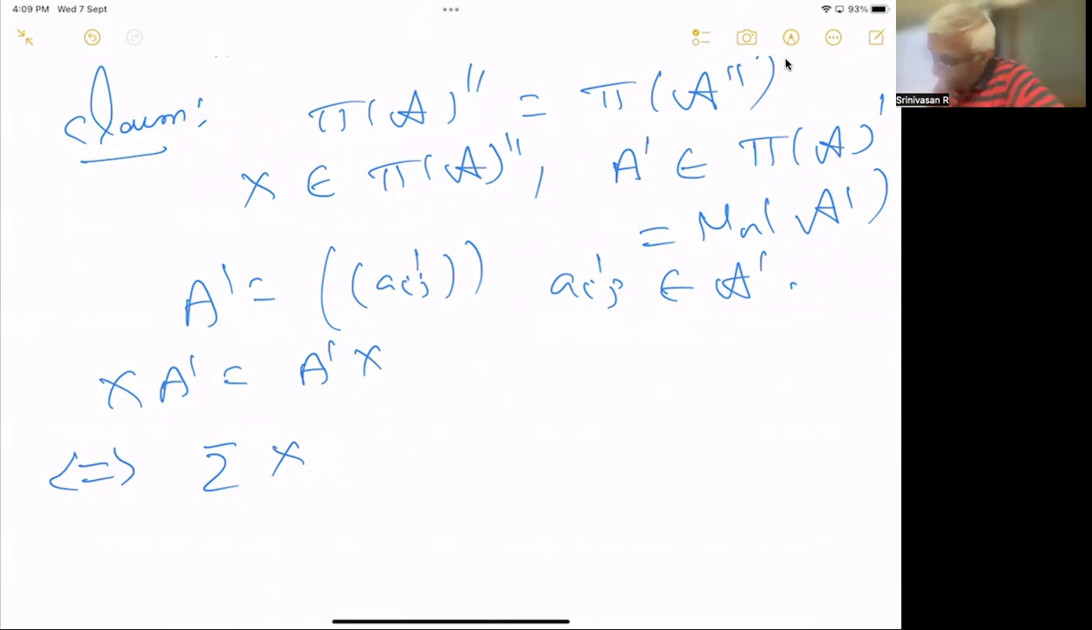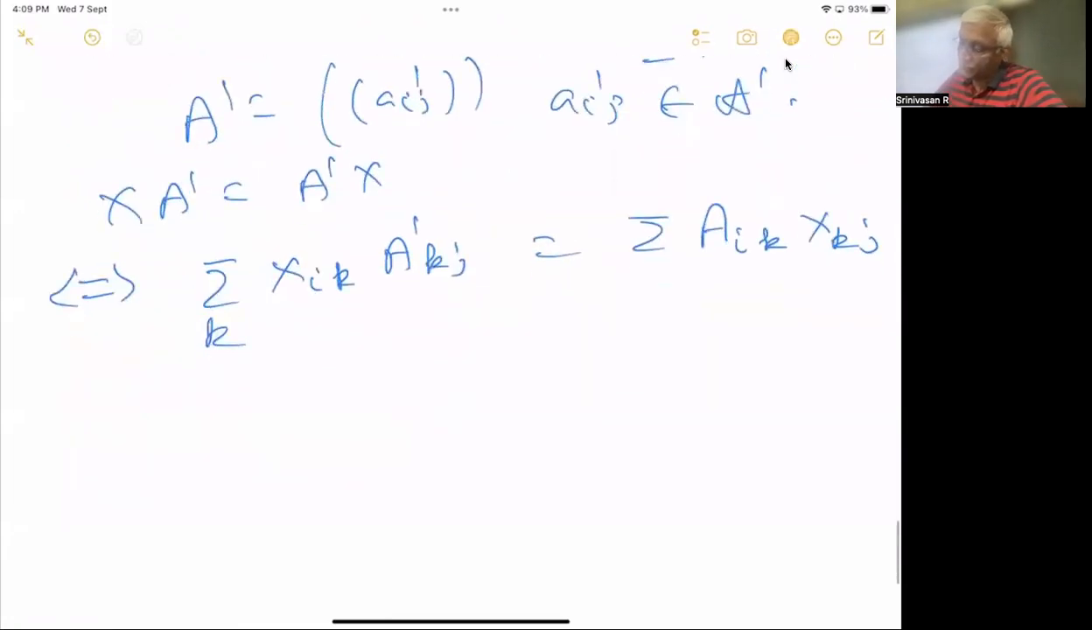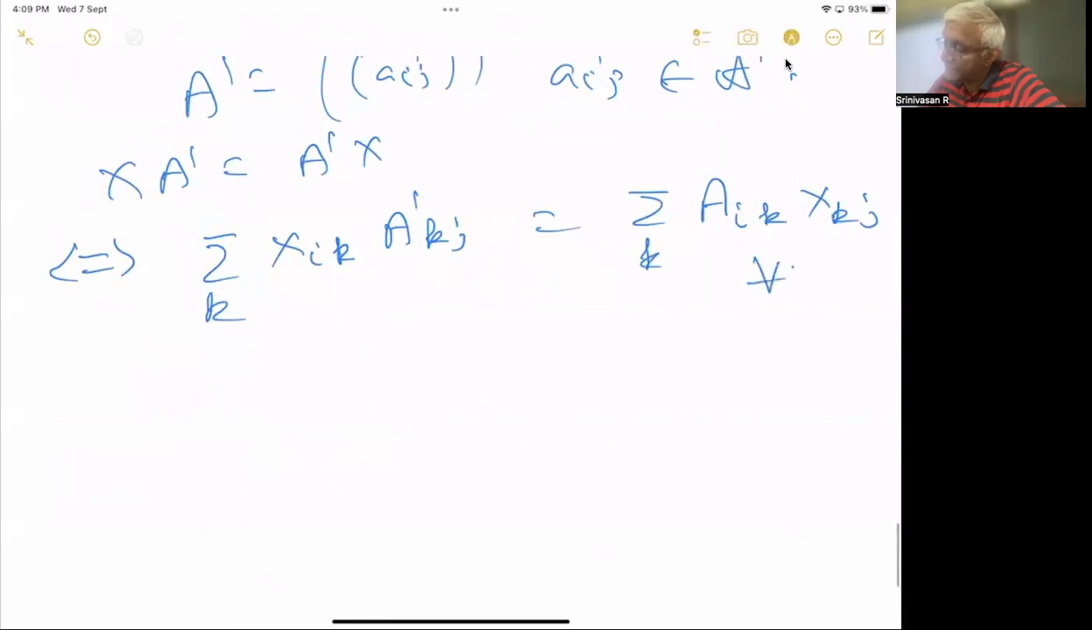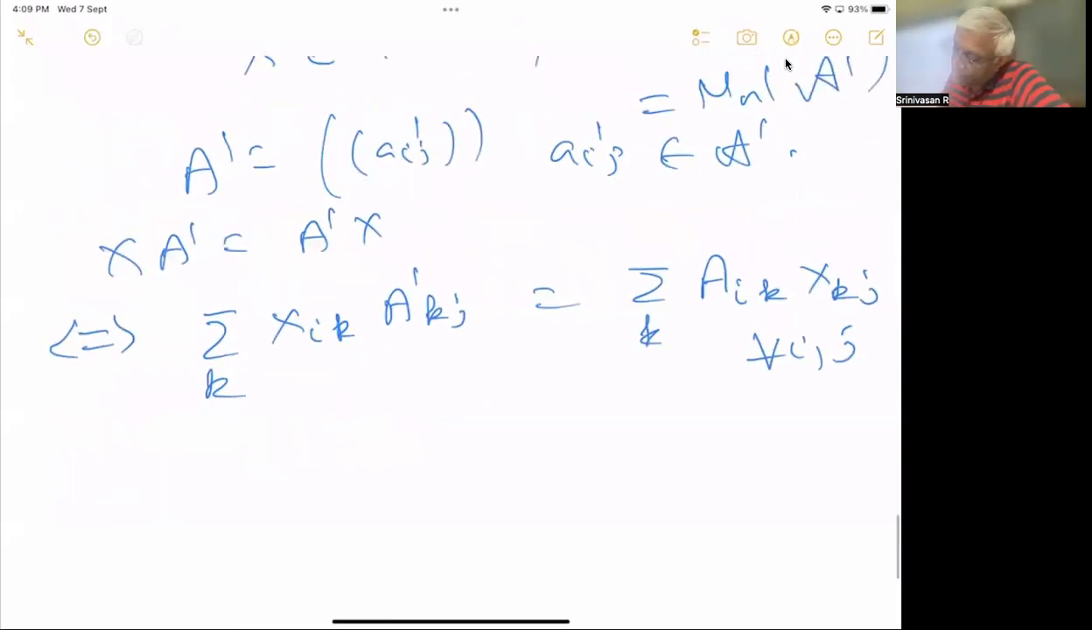So now you just compute this. The sum over k of a_ik x_kj equals the sum over k of x_ik a_kj, right? This is true for all i, j. That's what it means by it commutes, right? They both commute. Now what does it mean?